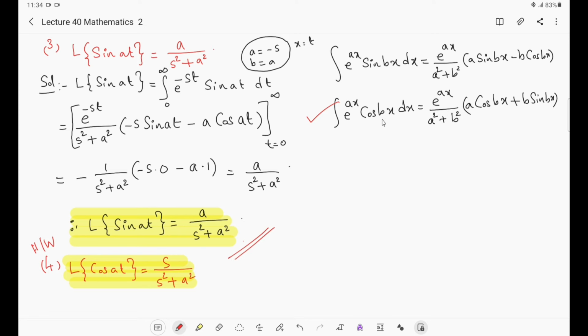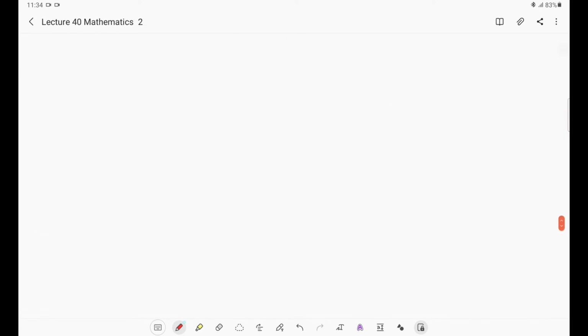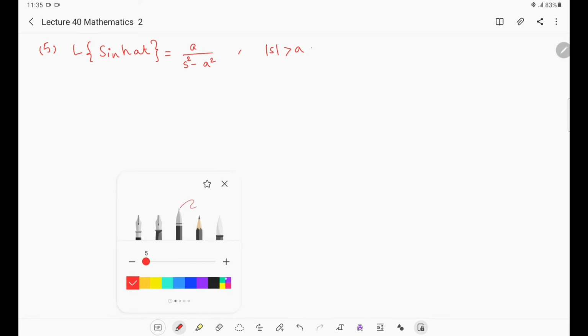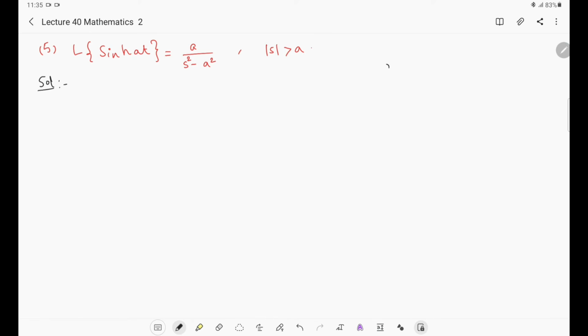Fifth formula we are going to see. The fifth one is the Laplace transform of sin hyperbolic, sinh at. The Laplace transform of sinh at is given by a by s² minus a², provided modulus of s is greater than a. Why are we writing this? This is defined well when this condition is satisfied. Now we will prove this. So we know one formula, which is sinh at.